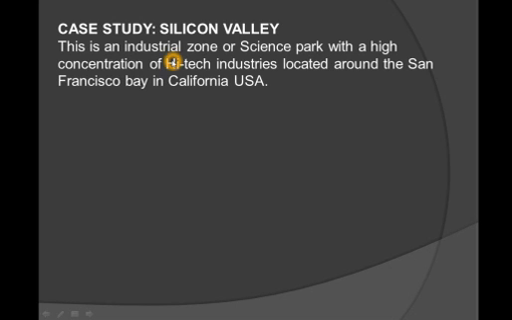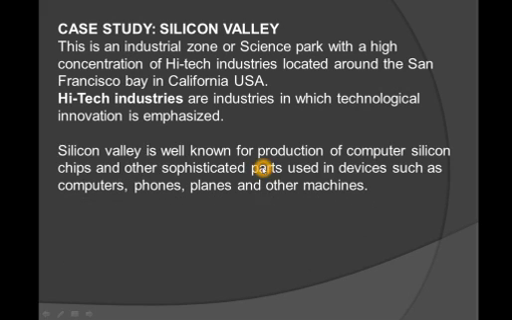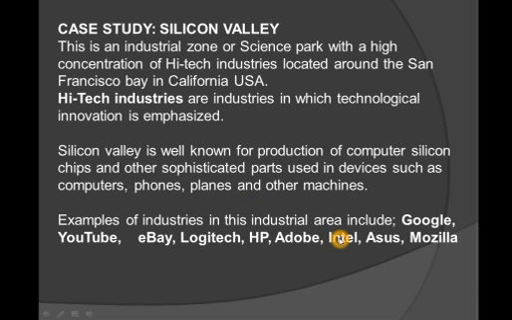So what are high-tech industries? Yesterday I also gave you an assignment on these. Let's take a look at what they are. These are industries in which technological innovation is emphasized. The Silicon Valley is well known for production of computer silicon chips and other sophisticated parts used in devices such as computers, phones, planes, and other machines. So that is what happens in the Silicon Valley.